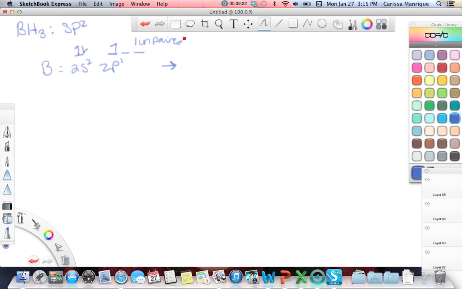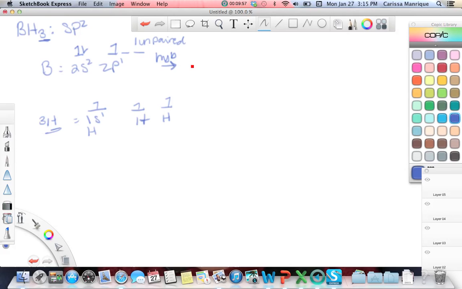But let's look at how many we need. We have 3 hydrogens, and each is 1s1, so each hydrogen will look like this. There are 3 of them, so 1, 2, 3. These are each different hydrogen atoms. So I have 3 unpaired electrons from the hydrogens. Do I have 3 unpaired electrons here on boron? No. So what do we do? We hybridize them.